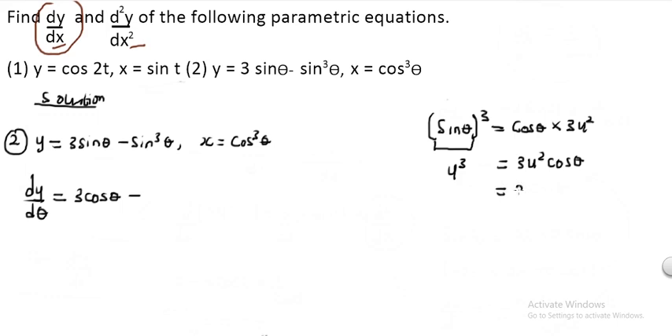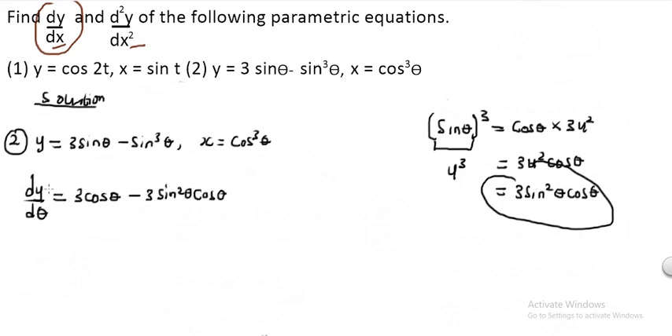Remember, u was represented as what's inside the bracket, and what's inside the bracket is sin theta. So this is 3 sin² theta cos theta. Now we use this answer and plug it back into this equation here. So this is 3 sin² theta cos theta. So if we got dy/dθ, the next is to get our dx/dθ.